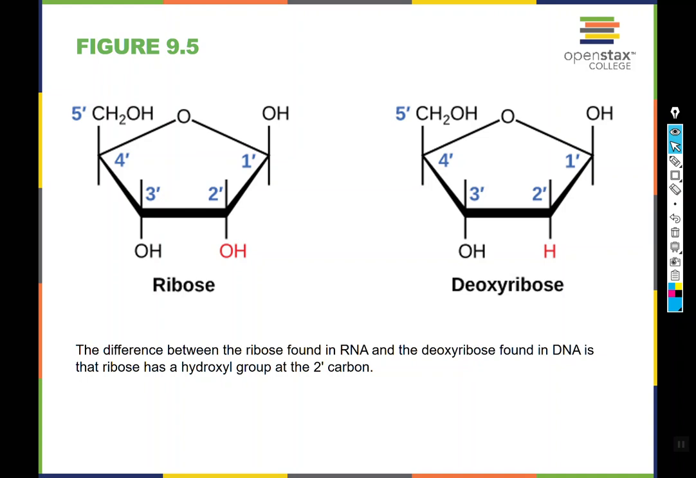I already explained this, so I won't spend too much time on it, but I just want to point out, let's get an appropriate color here. So ribose has hydroxyl groups at the 1', 2', and 3' carbons. These are just numbers for how you go around the ring. And deoxyribose has a hydroxyl group at the 1' and 3', but the 2' carbon does not have an oxygen on it. So it just has an H. That's why it's deoxy, because the oxygen has been taken away. It's not there.